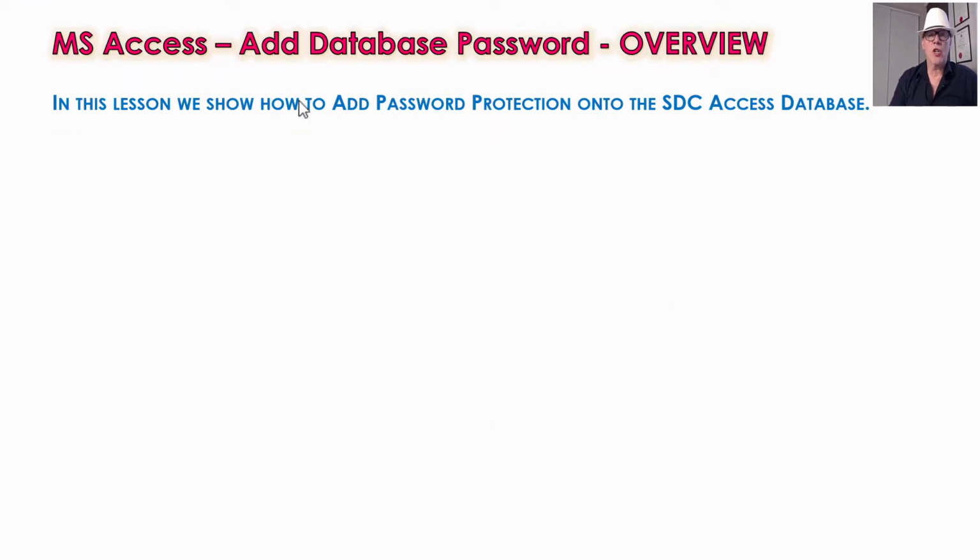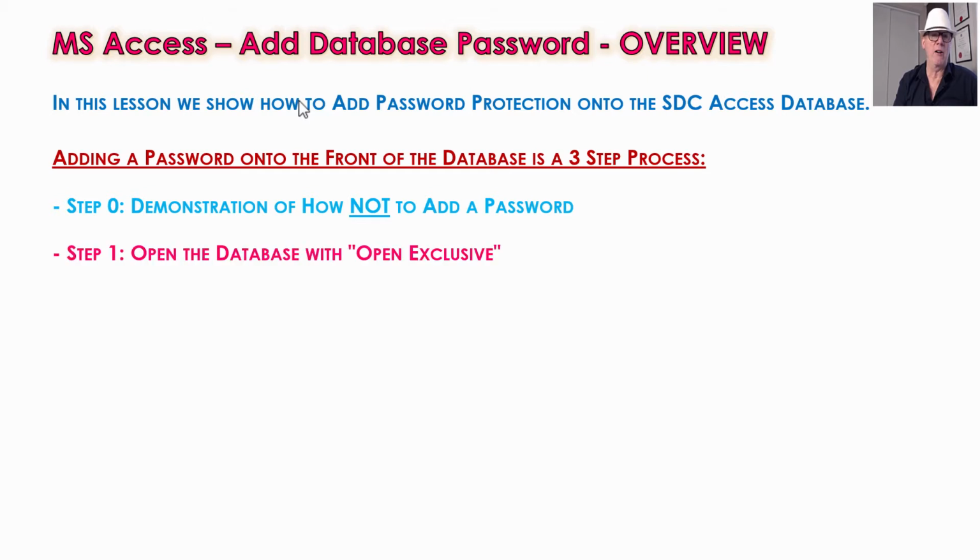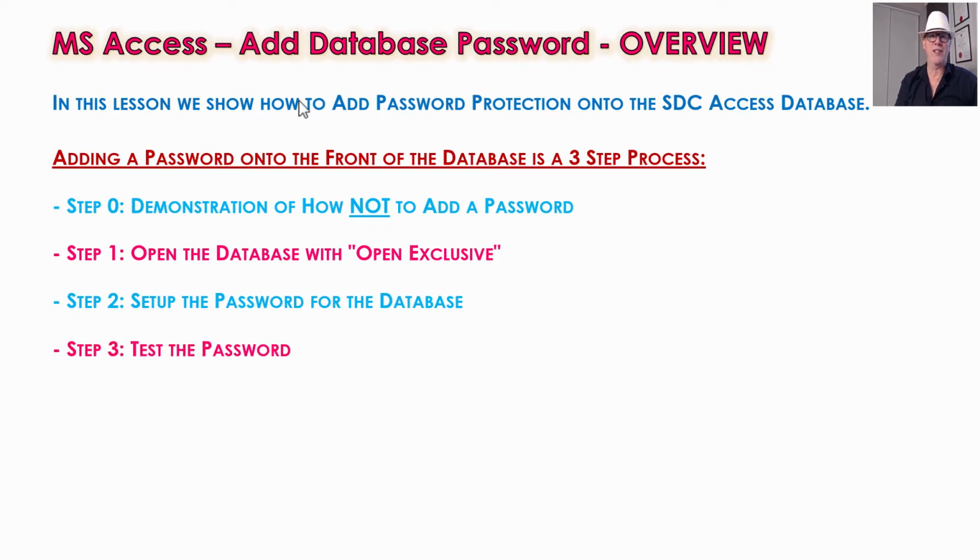Okay, so in this lesson, we'll show you how to add the password protection. So there's just a three-step process. First, we'll show you that demonstration of how it doesn't work when you get the error, which we already showed you. Then we'll show you how to open the database with Open Exclusive. That's the secret magic step that's going to make everything work. Then when you set up that password with File Info, it'll actually work okay. And then we'll just test out that the password is working.